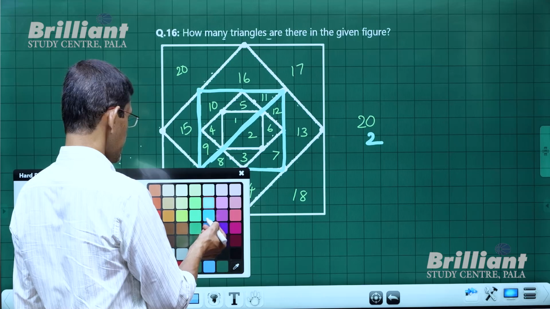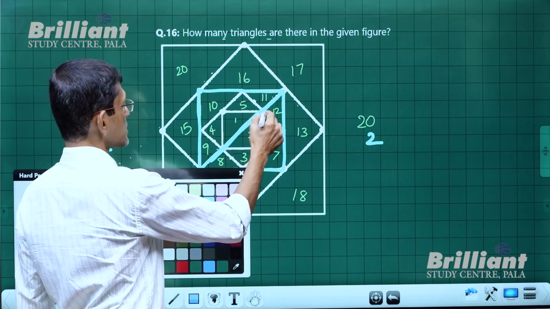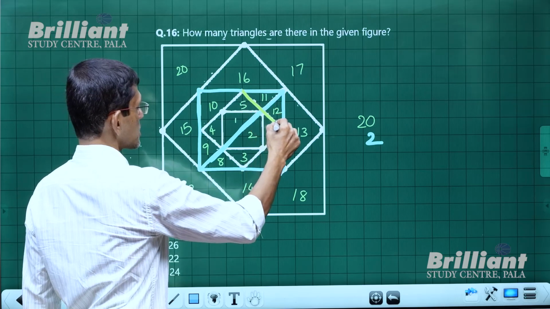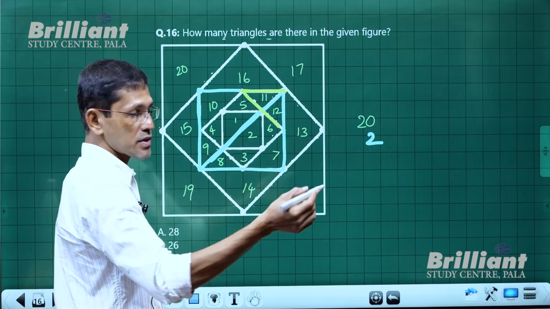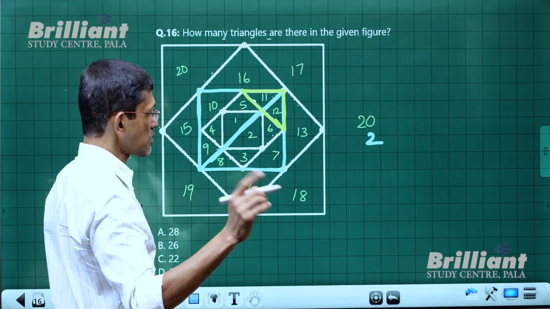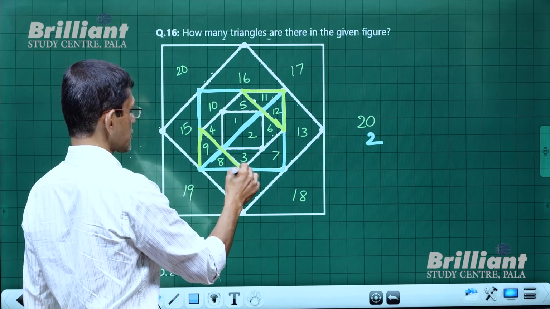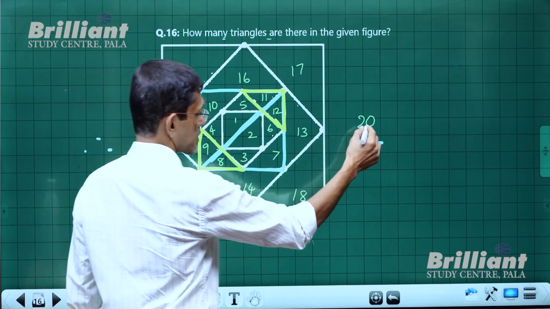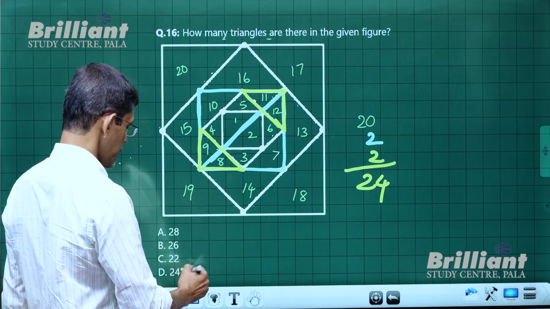Then we'll take a different color. Let me go for yellow. When we take this, it is going to be 11 and 12 together. 11 counted separately, 12 counted separately, but 11 and 12 together, we have 1 more triangle. And 8 and 9 together, we have 1 more triangle. So 2 more triangles apart from that 22. So ultimately 24. So the answer is 24.